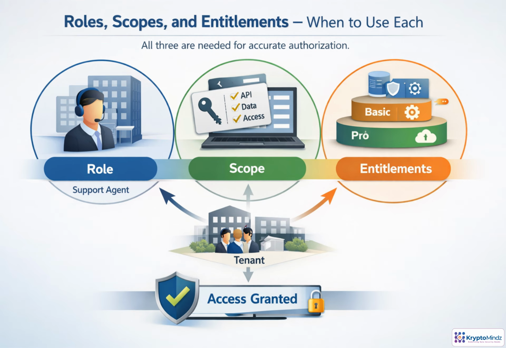Roles, scopes, and entitlements each answer a different question. A role says who the person is in the organization, such as support agent or billing admin. A scope says what this token or session is allowed to do, such as read tickets or call an API. An entitlement says what the customer or account has purchased or enabled, such as pro features. In real systems, access usually depends on all of them. The right user, using the right token, inside the right tenant, with the right product capability.